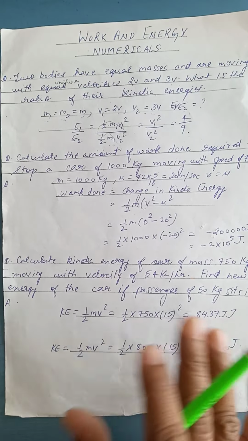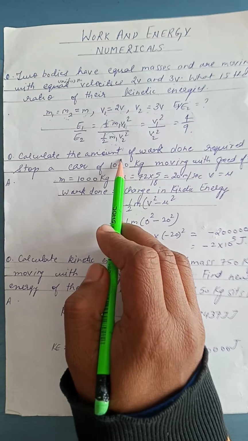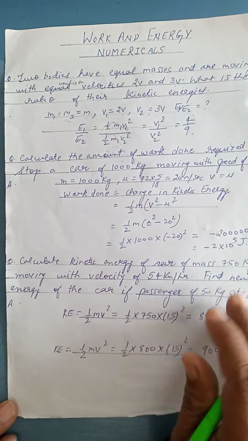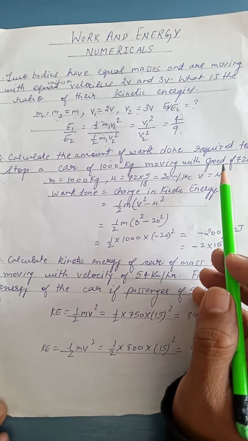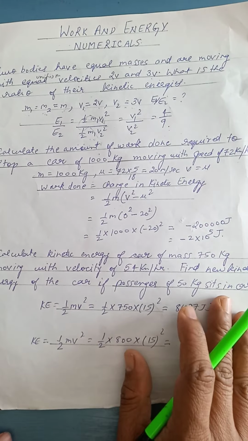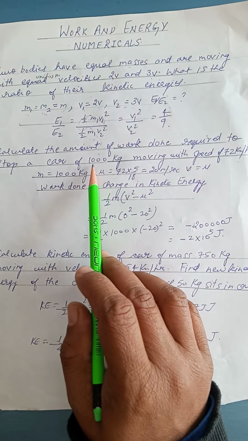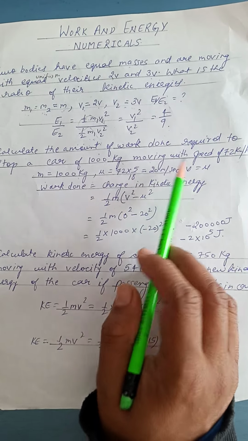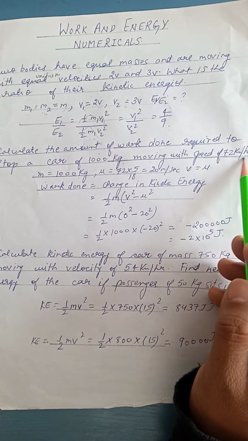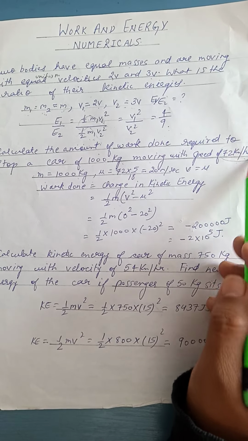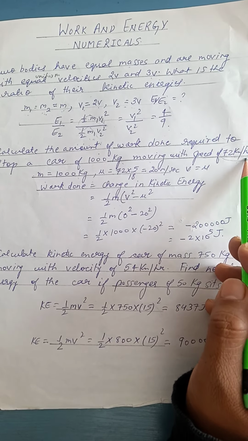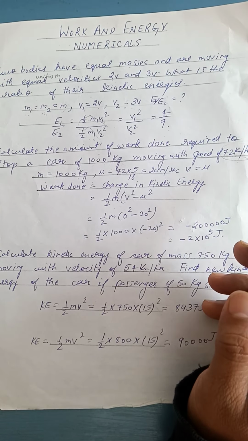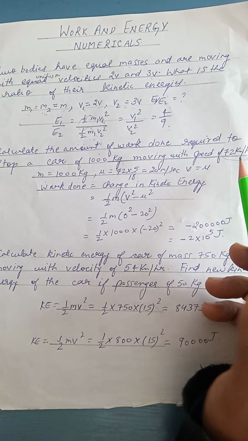Now the next question that has been asked: calculate the amount of work done required to stop a car of 1000 kg moving with a speed of 72 km per hour. Okay, now here the car has a mass of 1000 kg, so mass is given as 1000 kg. Now the speed is 72 km per hour. We know that whenever the velocity is in kilometer per hour, we are supposed to calculate in meter per second, and you all know that is multiplied by 5/18.